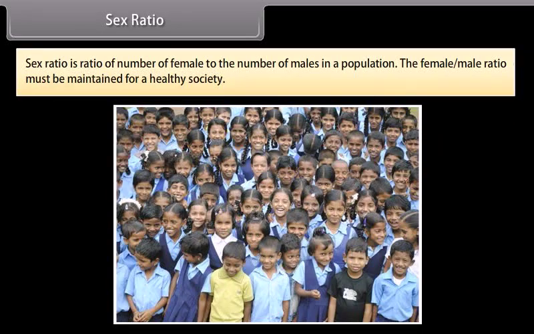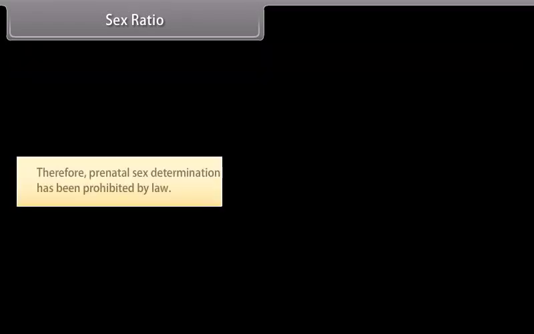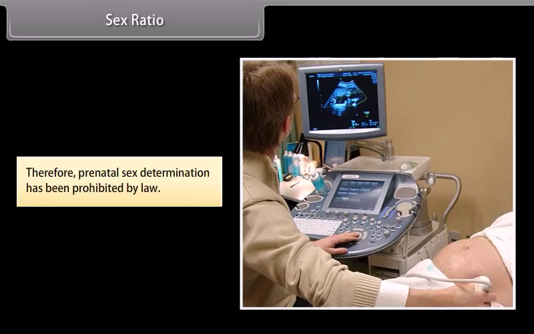Sex ratio. Sex ratio is the ratio of the number of females to the number of males in a population. The female-male ratio must be maintained for a healthy society. The female child sex ratio is declining at an alarming rate in some sections of our society because of reckless female feticide. Therefore, prenatal sex determination has been prohibited by law.